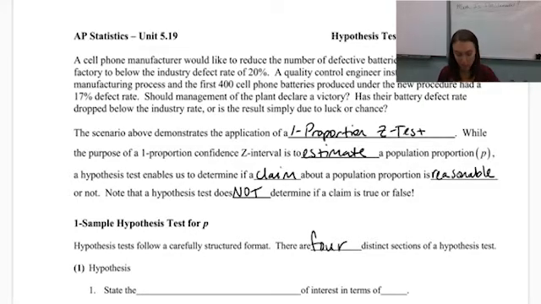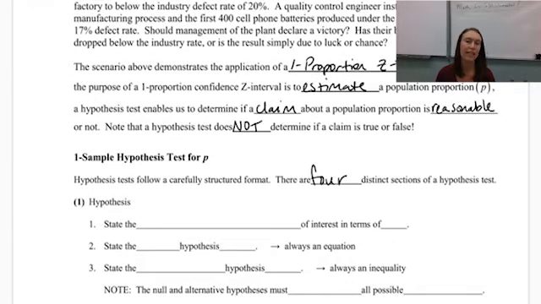While the purpose of a 1 proportion Z interval is to estimate the population proportion P, so we did confidence intervals before, a hypothesis test enables us to determine if a claim about a population proportion is reasonable or not. It's not going to tell us if the claim is true or false because we're basing all of our math off of 1 sample. So we can't really say that they're right or wrong, true or false based on our 1 sample, but we can say whether our sample provides evidence to support or refute their claims.